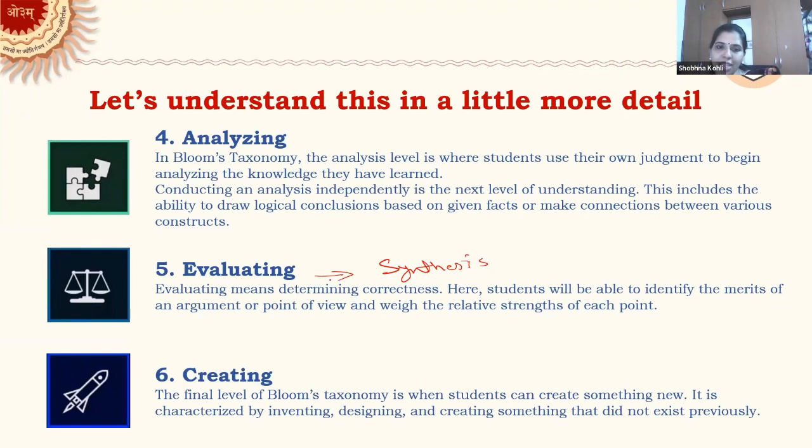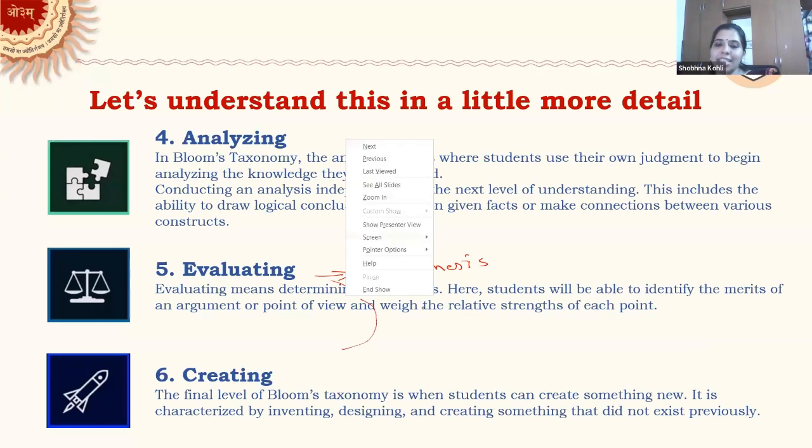actually we have changed the level. In the original taxonomy, synthesis was the 5th level and the 6th level was evaluating. But in the revised taxonomy, evaluating is the 5th level and the top level is creating. The final level of Bloom's taxonomy is when students can create something new. Using what they know, using those facts, they can make something new, invent something new, a new design, new formulas, a new theorem, something that did not exist.